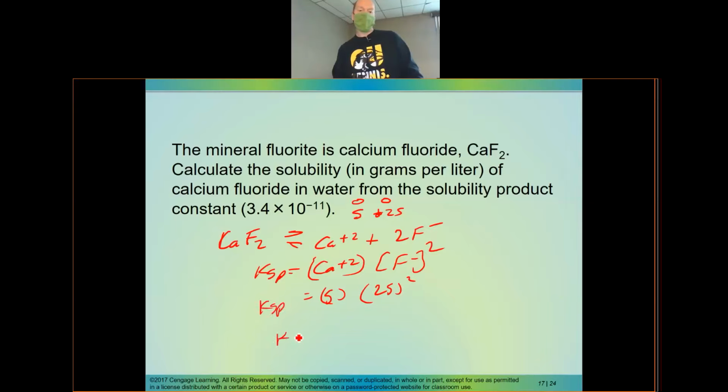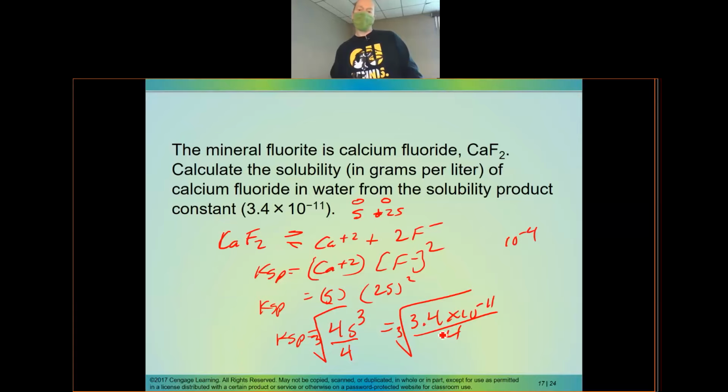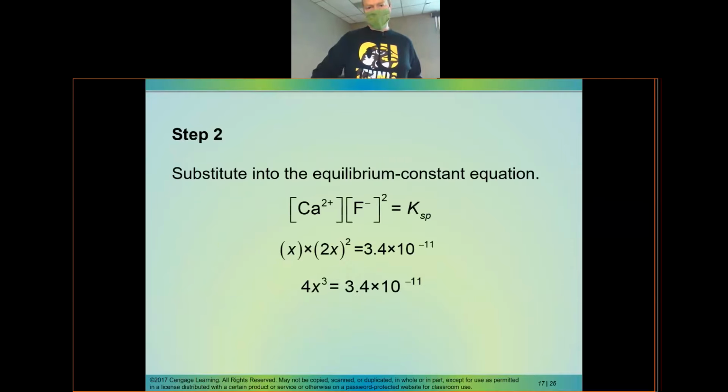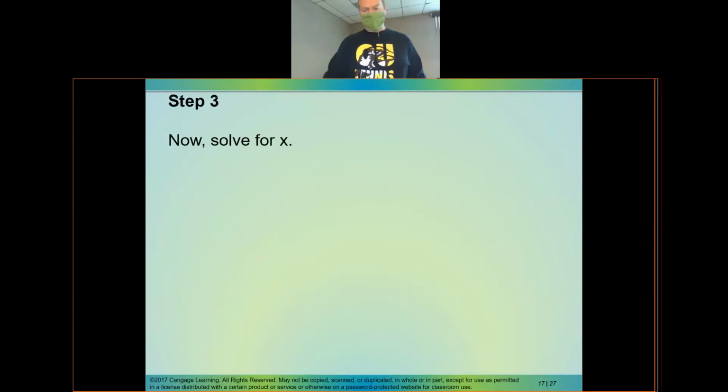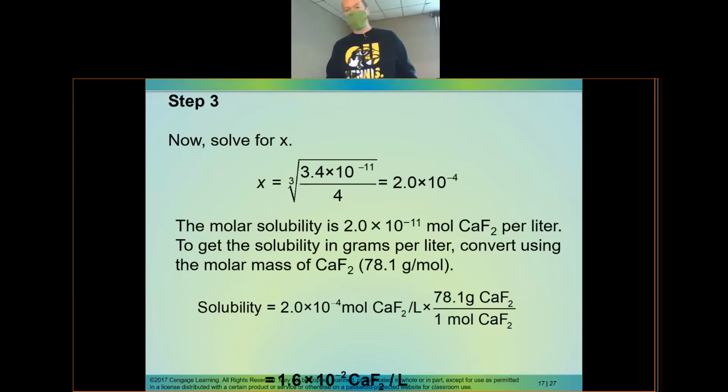And so your KSP is equal to 4s to the third, and the KSP is given as 3.4 times 10 to the minus 11. So then you divide both sides by 4, and then you take the third root. So that's going to give you minus 12. Third root of minus 12 is minus 4. And that's going to be, I don't know what that's going to be, something times 10 to the minus 4, 2 times 10 to the minus 4.